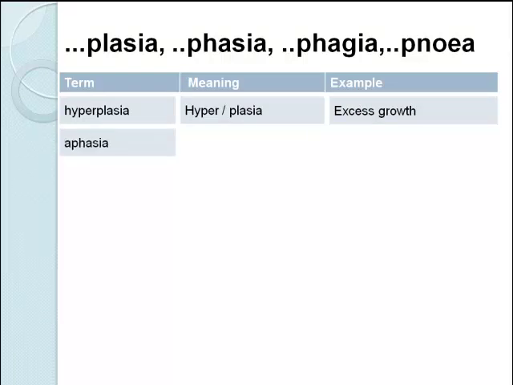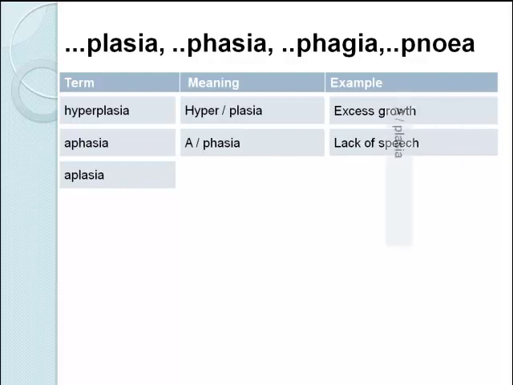Aphasia. A, break, phasia. A at the front of a word means no or without. So it means no speaking. Or to be more precise, a lack of speech. If you've had a stroke, it doesn't mean you are mute. You will still be able to make some sounds and perhaps some words. There are different levels of aphasia.